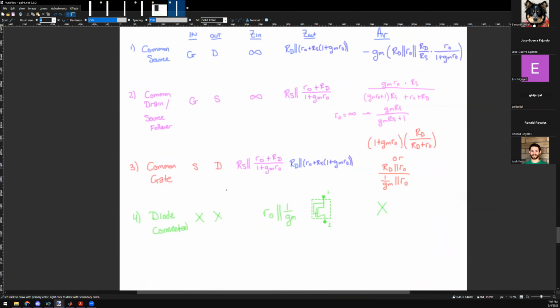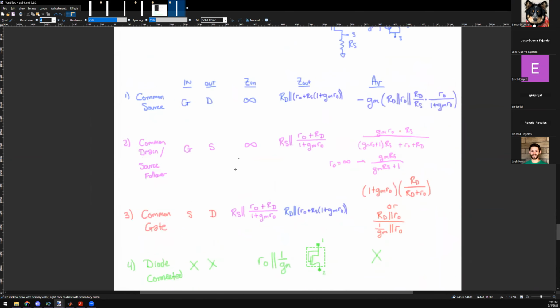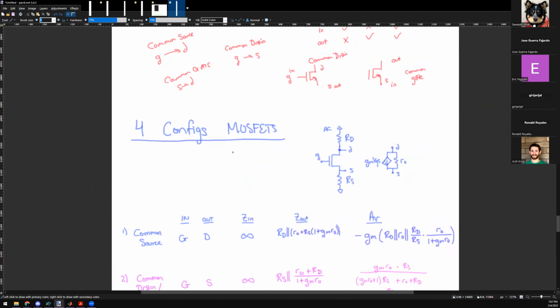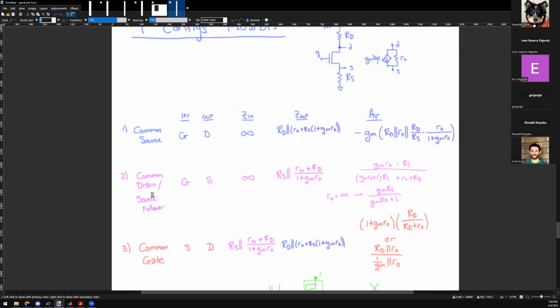Next we're gonna talk about... also, by the way, common drain is sometimes called source follower. This one has a special name. I don't know why they like that. We can explain source follower, but common source, common drain, common gate.